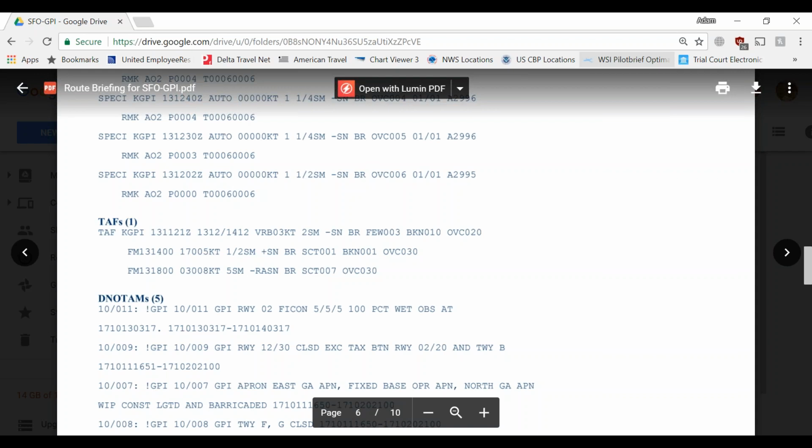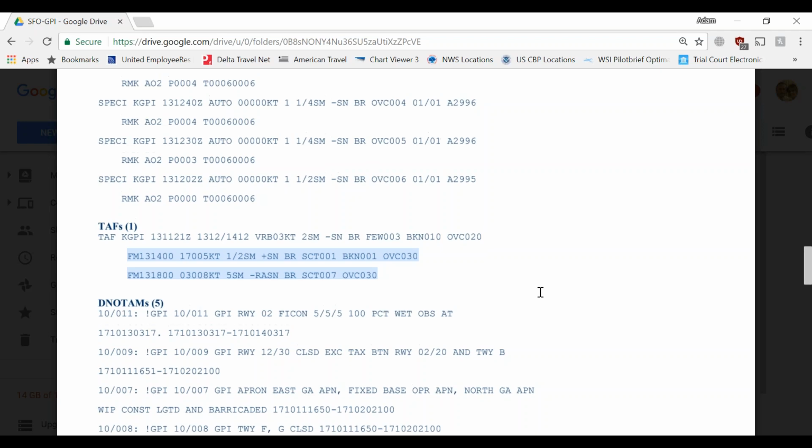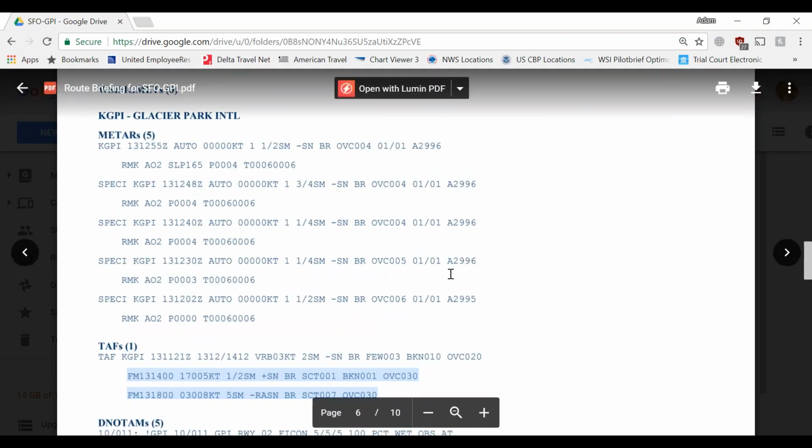So our ETD out of San Francisco is 1340 Zulu. Is it safe to assume that our ETA into Kalispell is going to probably be after 1400, right? So it's more than a 20-minute flight, right? Yeah. Okay, so safe to say that we're not looking at this line, but we're probably looking at one of these two. You could go either way. Yeah, either way, right? With that forecast, the current temperature in Kalispell is 1.